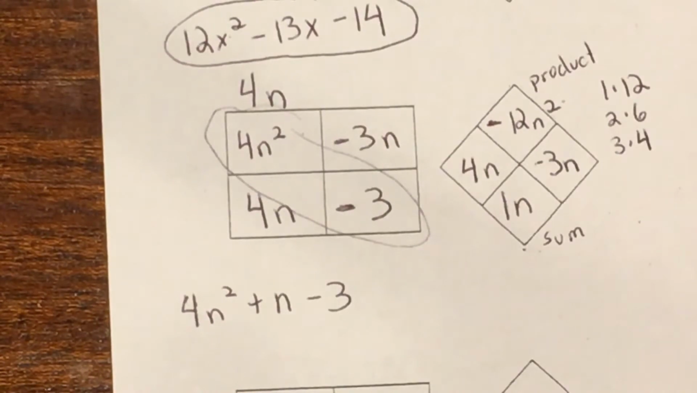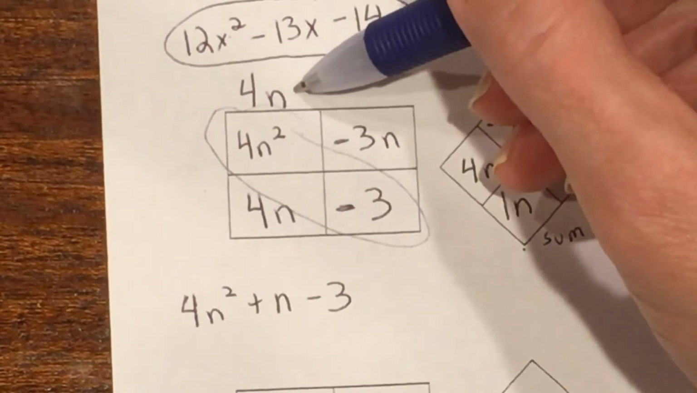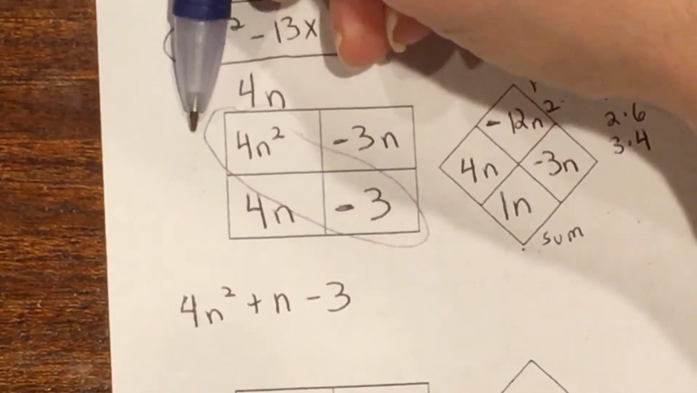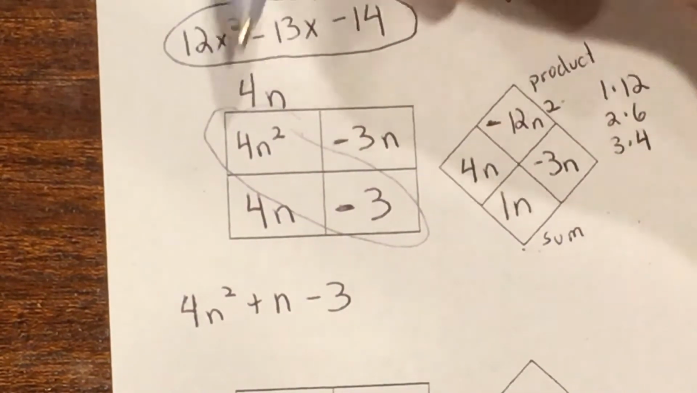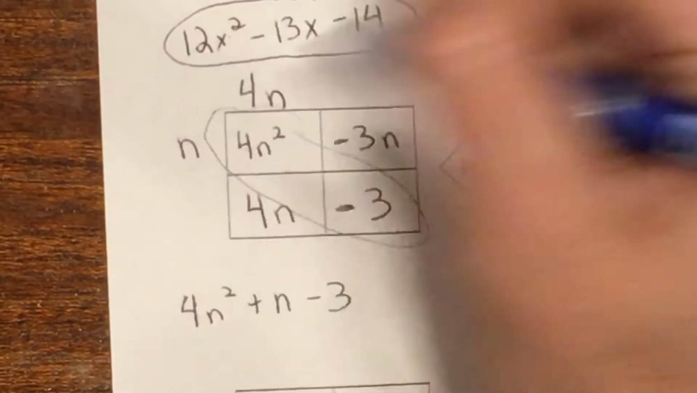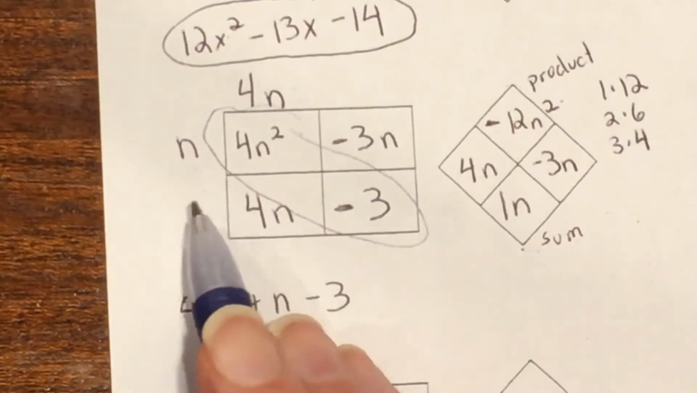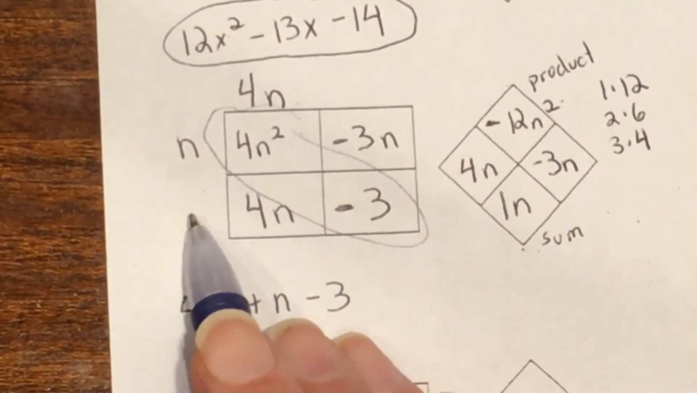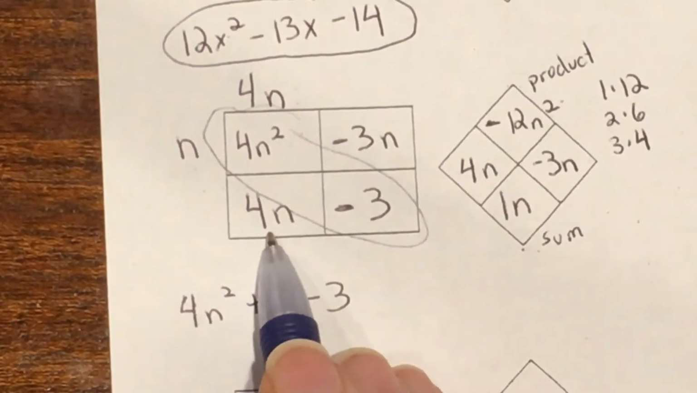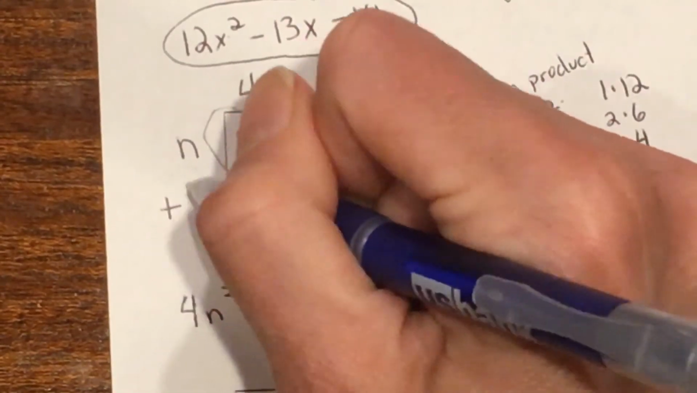Next, I'm going to think, what about over here then? If this is my length, what do I need for my width so that when I multiply them together, I get 4n squared in that box? Well, 4n times n, or 1n, gives me 4n squared. Next, I'm going to look at this one. If 4n is my length, what width do I need so that I get 4n in the box? Well, just 1, because 4 times 1 will give me 4. So I'm going to put plus 1 here.